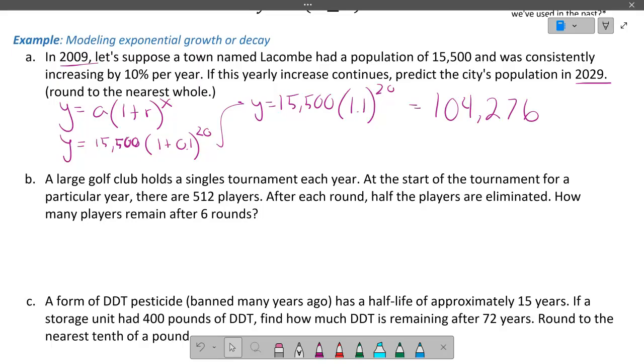Larf Golf Club holds a single tournament every year. At the start of the tournament for a particular year, there are 512 players. After each round, half the players are eliminated. How many players remain after 6 rounds? So are we using growth or decay? Decay.